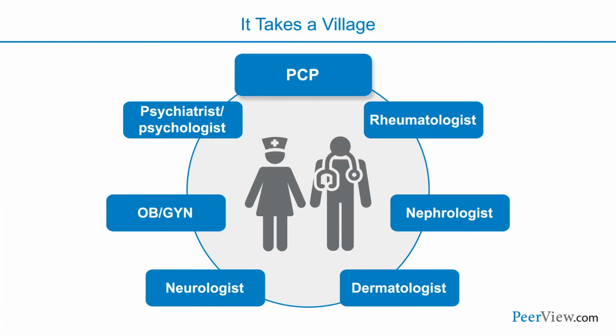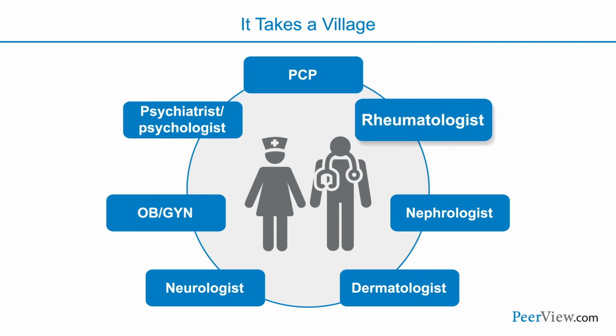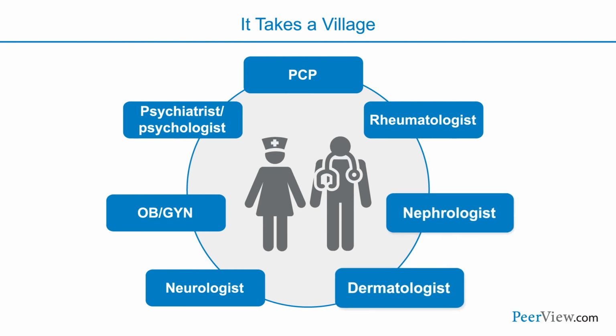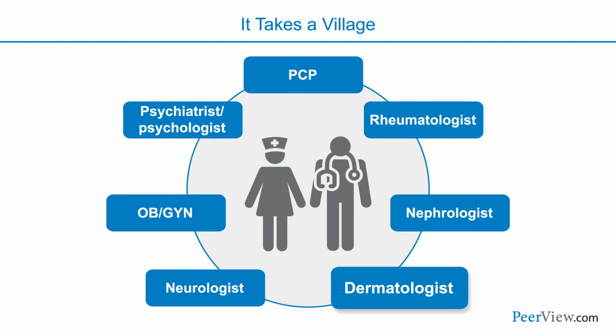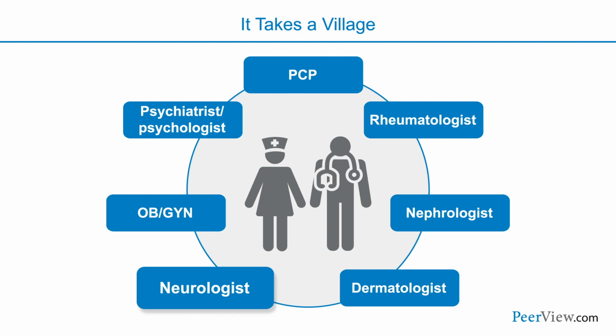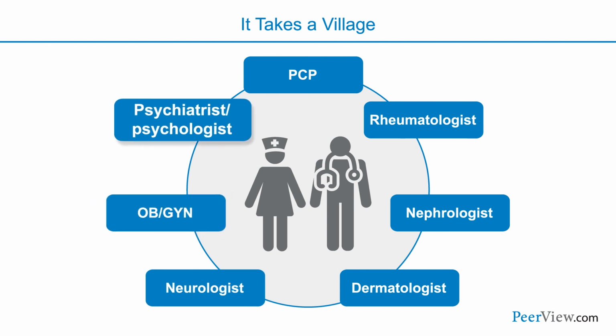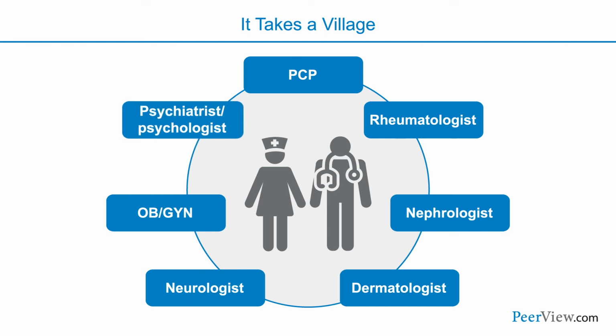And I tell all my lupus patients I want them to have a primary care doctor. I don't want them to think that all their care is going to come from me. And I'm going to need help as well. If someone has renal lupus disease, they're going to have a nephrologist. If they have bad cutaneous lupus, they may need a dermatologist. If they've had a stroke or other neurologic manifestation, they may have a neurologist. During pregnancy, they're going to need a high-risk OBGYN. Turns out that 30% of people with lupus also have depression. There may be a psychiatrist or a psychologist involved. The list goes on and on.